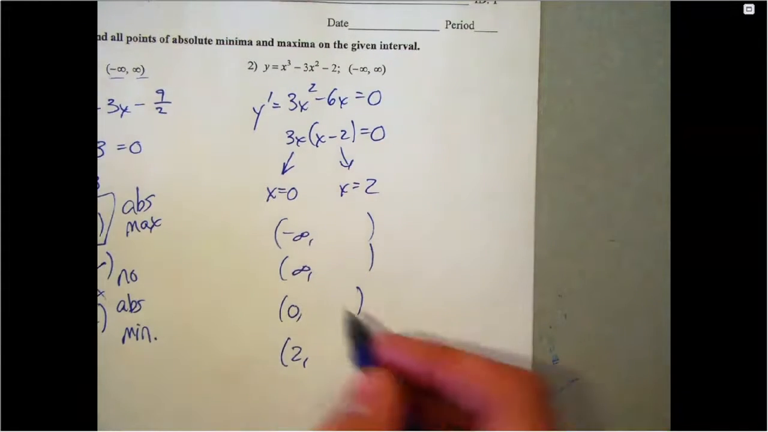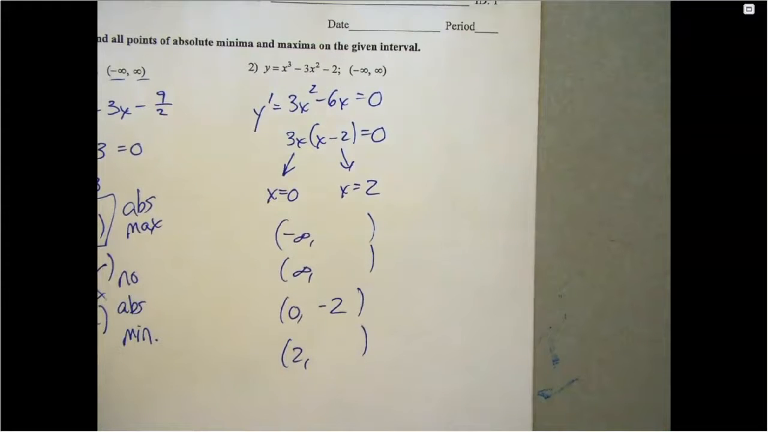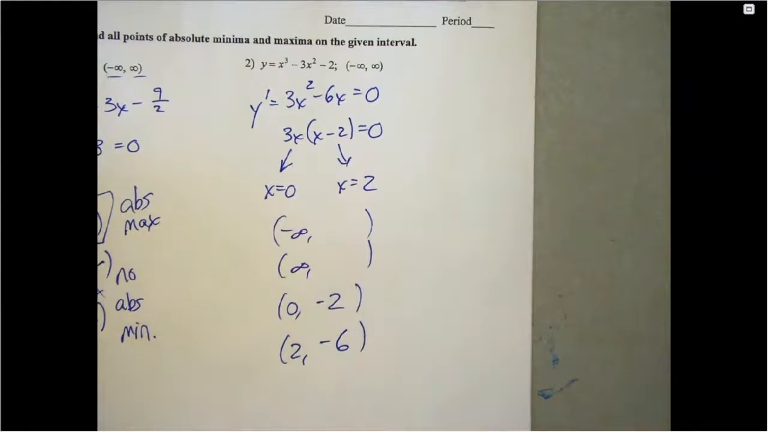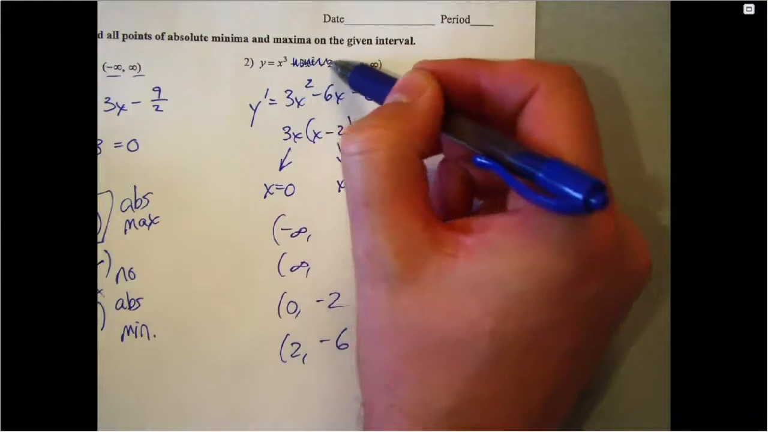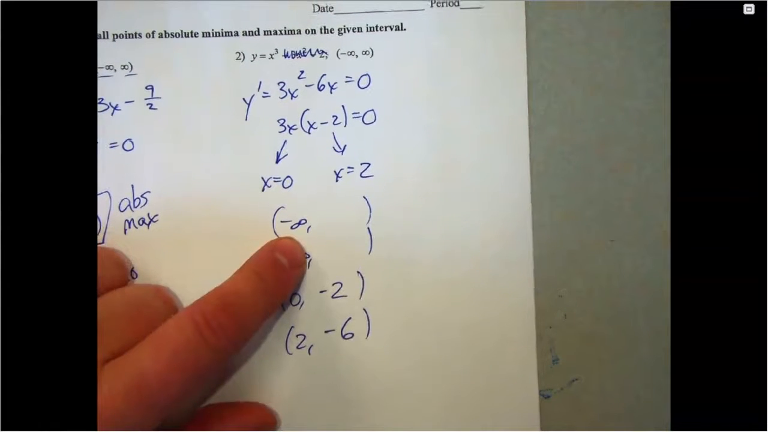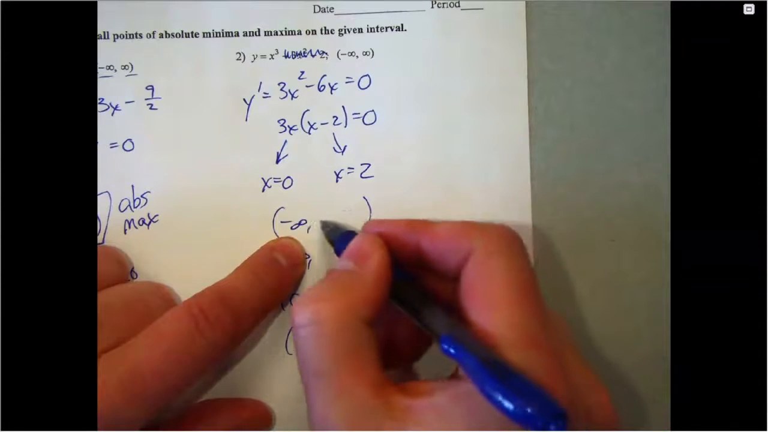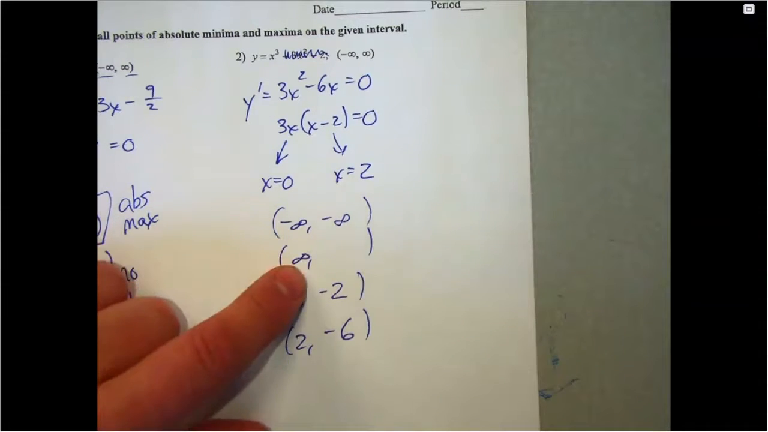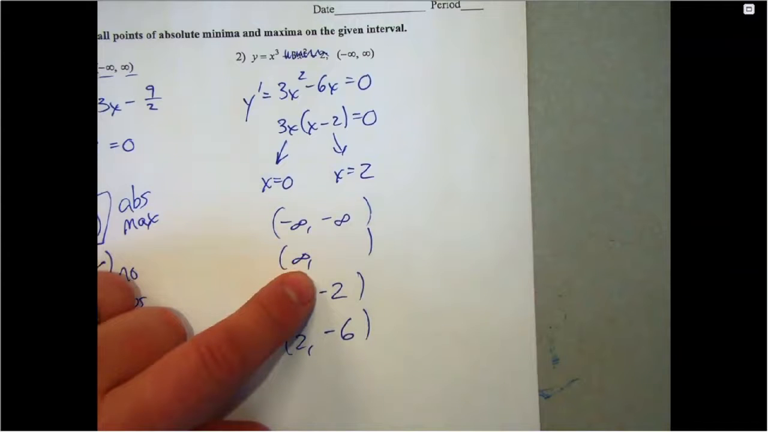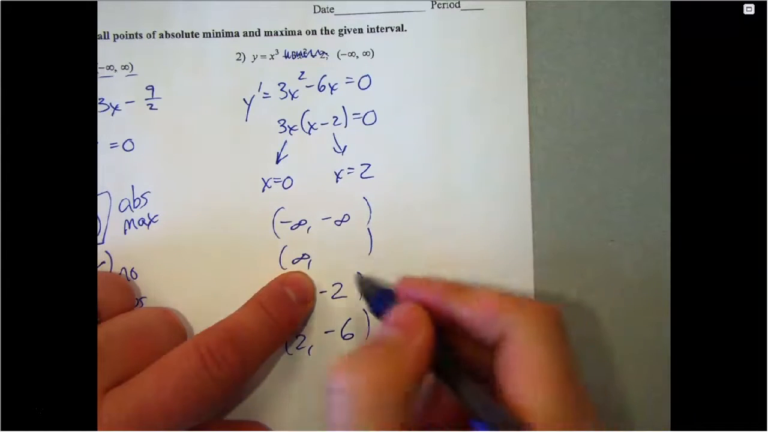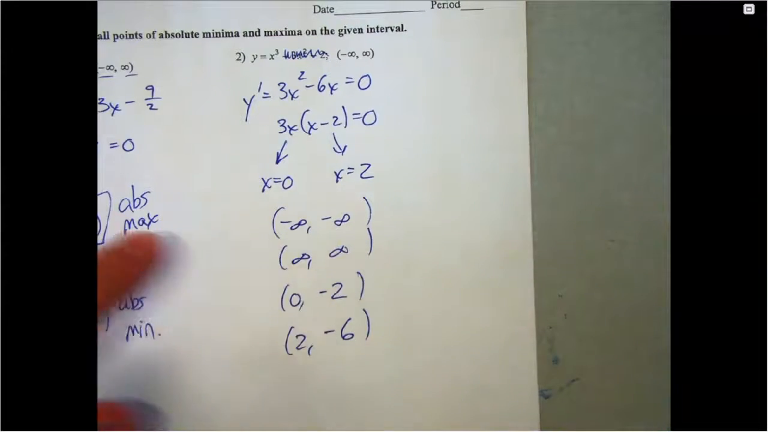If I plug in 0, I get negative 2. If I plug in 2, so 8 minus 12, I think I get negative 6. And then if I plug in negative infinity, you only care about the highest power. Well, if I cube a negative gigantic number, what does it come out? A negative gigantic number, right? So negative infinity. And if I cube a positive gigantic number, it becomes a more gigantic positive number.